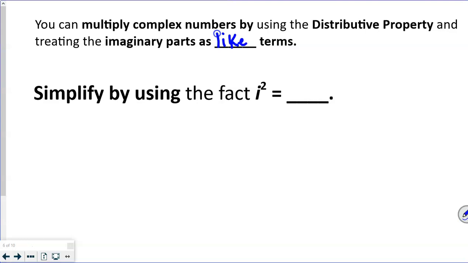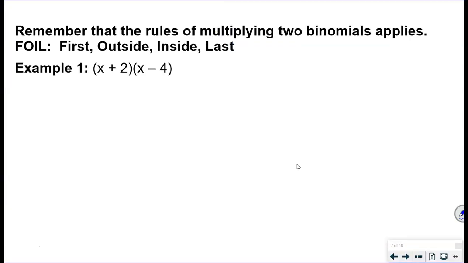We're dealing with like terms here, right? So by simplifying, you're going to simplify by using the fact that i squared is equal to -1. And I can assure you guys, by the end of the lesson today, you're going to know that i squared is equal to -1. Okay, so now I want you guys to remember that the rules of multiplying two binomials apply. So you can use the properties of FOIL to solve this, or you can use the box or area method, okay?